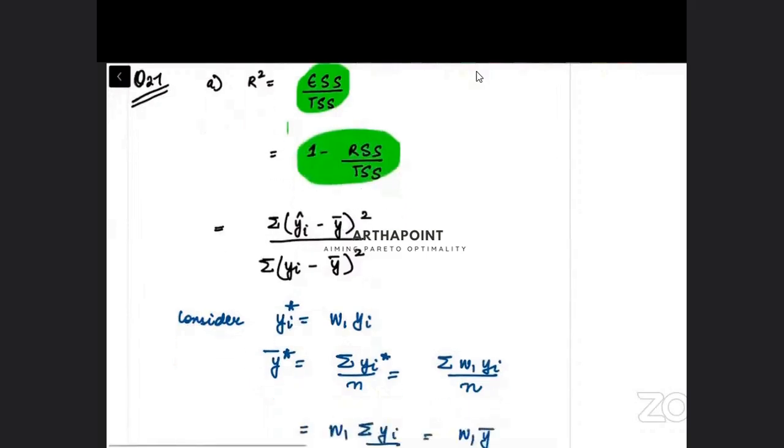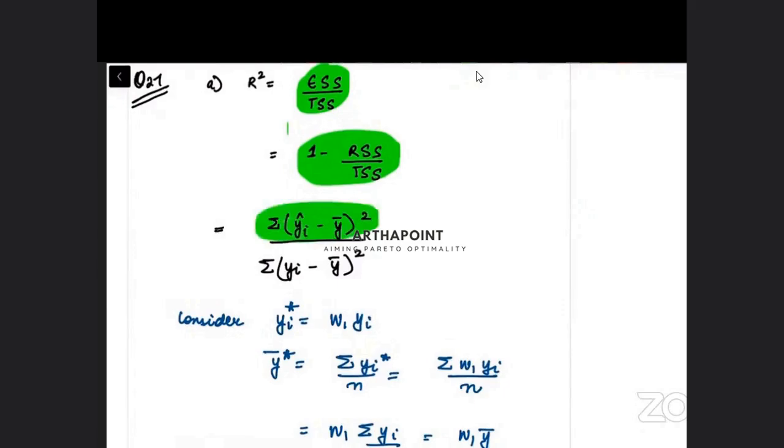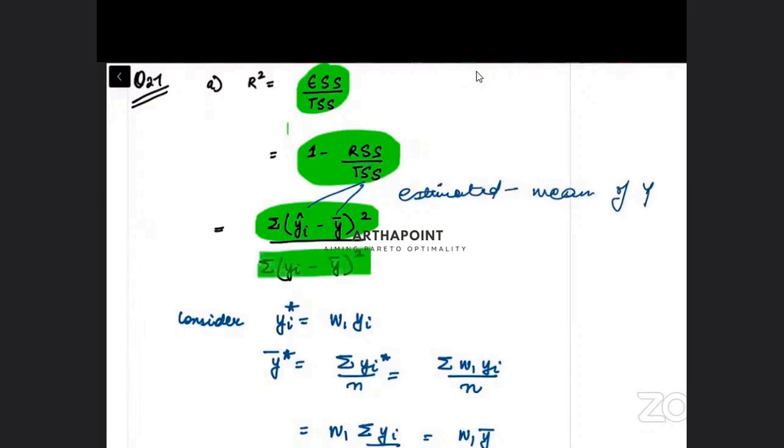When I talk about what this means, explained sum of squares is the squared deviation of the difference between the estimated value of y and the mean value of y. So estimated, please do the last 3 lectures that I have done very well, minus mean value of y. And this is the actual value of y minus the mean value of y. So this is the total sum of squares, actual minus mean.